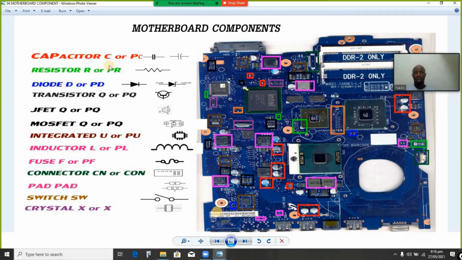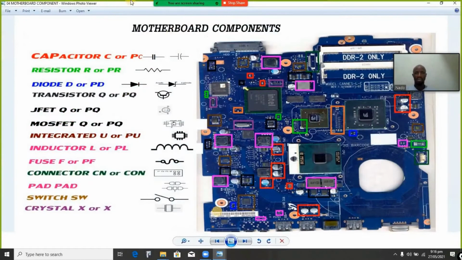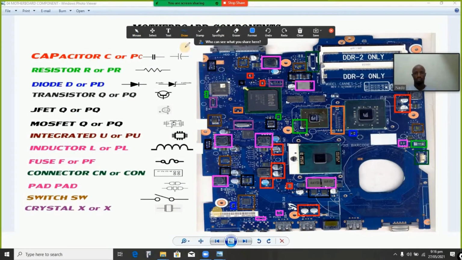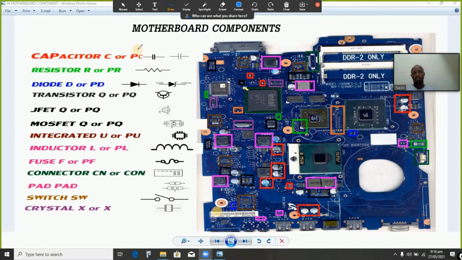First, if you check carefully here, this is a capacitor, and you can see on the motherboard here they are always represented with C or PC, and that is what led to what you are seeing here. Let me show you. Capacitors are represented by C or PC on the motherboard. So let me open another motherboard.